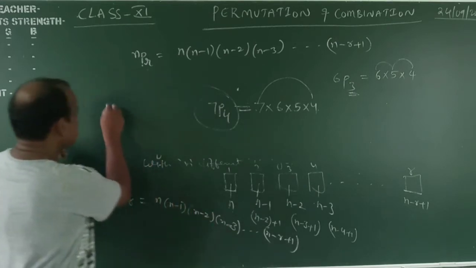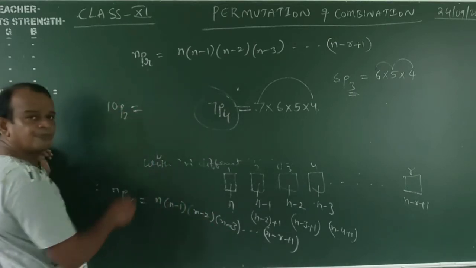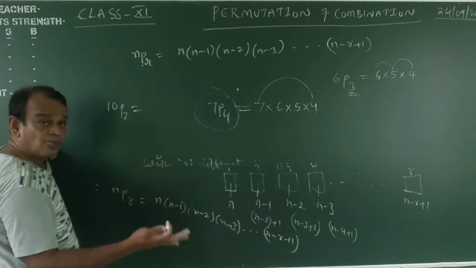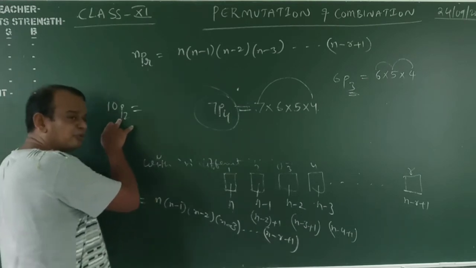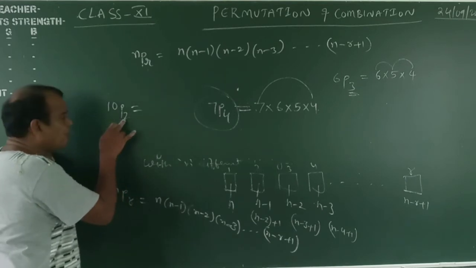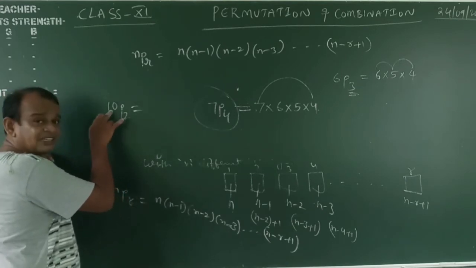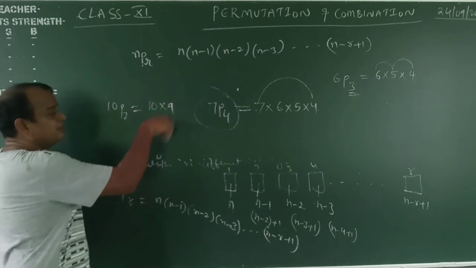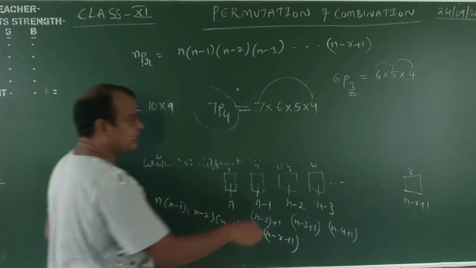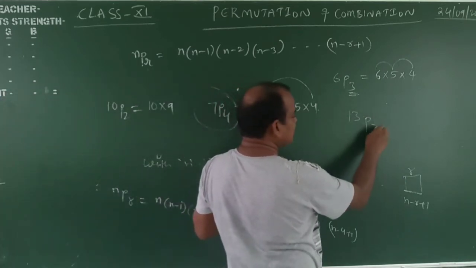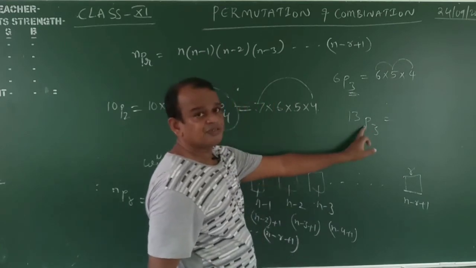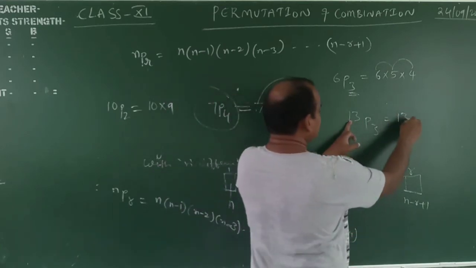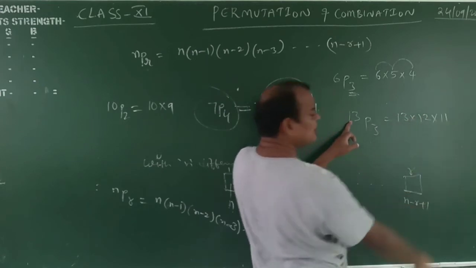Okay, for suppose I want 10P2. What is the meaning of 10P2? P means product of factors. How many factors are there? 2 factors. Now starting with 10, 10 into 9. Suppose 13P3. What is the meaning of that one? How many factors are there? 3 factors. Product of 3 terms starting with 13, 12, 11.